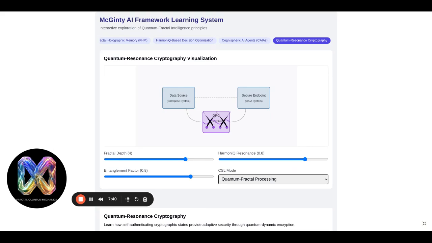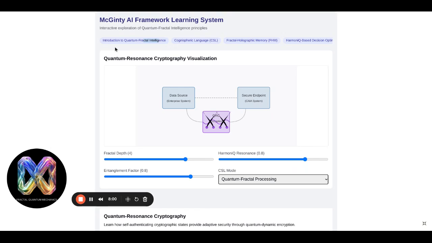This represents how QRC eliminates static keys in favor of cryptographic states that evolve continuously through quantum dynamics, making traditional cryptanalysis impossible. What makes this learning system powerful is its interactivity.